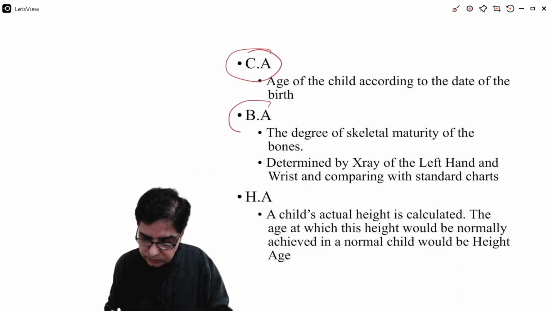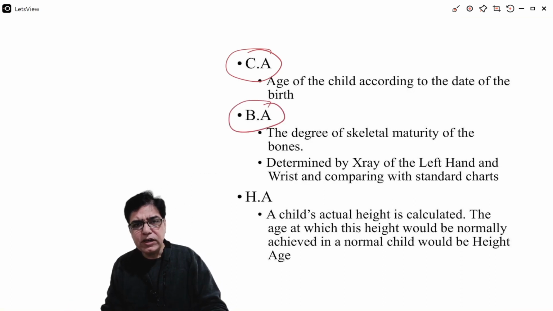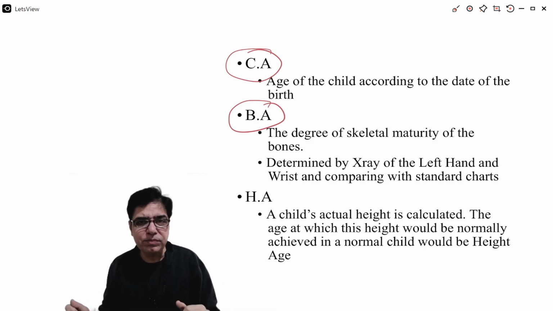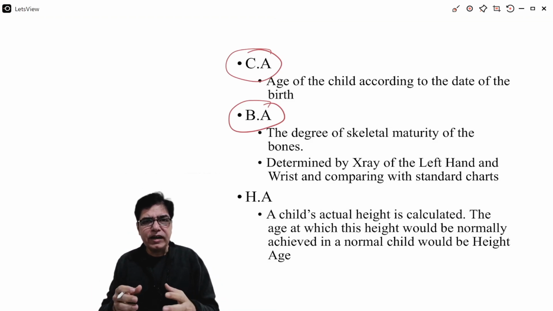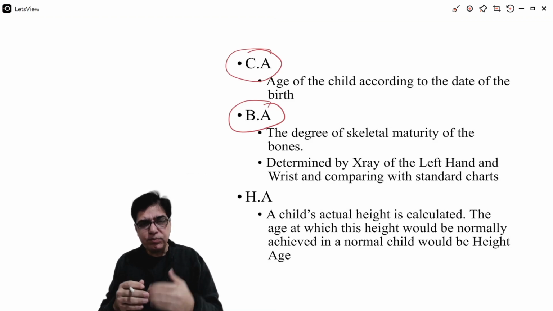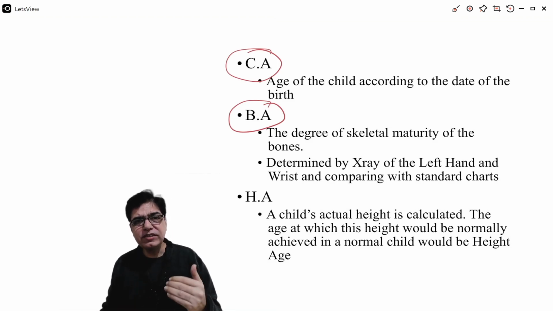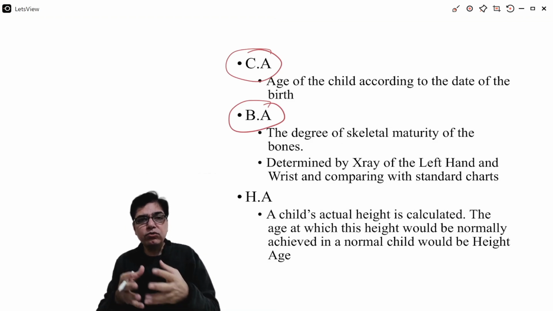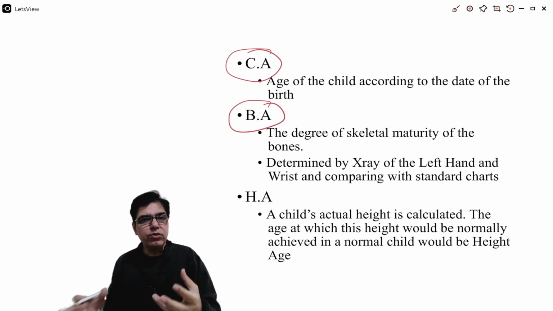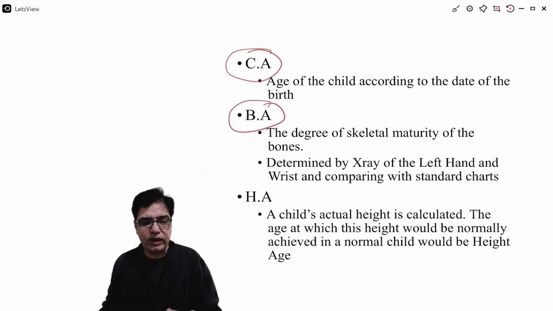The next term is bone age. So what is bone age? Bone age is basically the degree of skeletal maturity of the bones. Bones of the child, they mature in stages. So at certain stages, different types of ossification centers appear. So based on the appearance of those ossification centers, you can determine the bone age of the child.